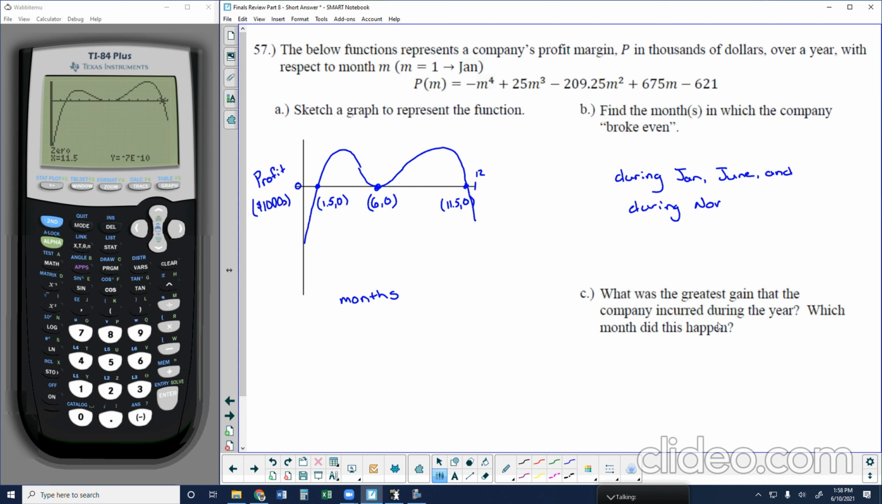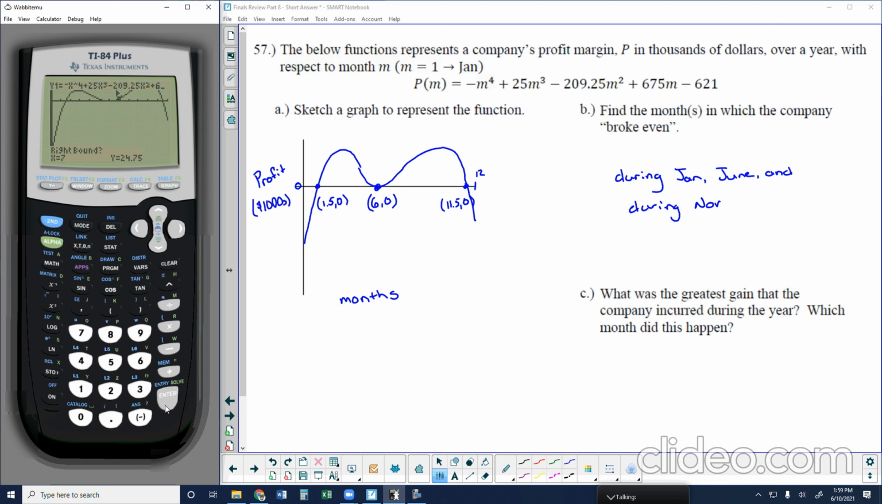What was the greatest gain the company incurred during the year? So we need to find our highest value, and this would be over here. We can see it on the graph. I didn't sketch that very well, but I can go to second trace maximum. It's going to ask me for a left bound. I want a point to the left of that peak, so I'm going to choose 7.